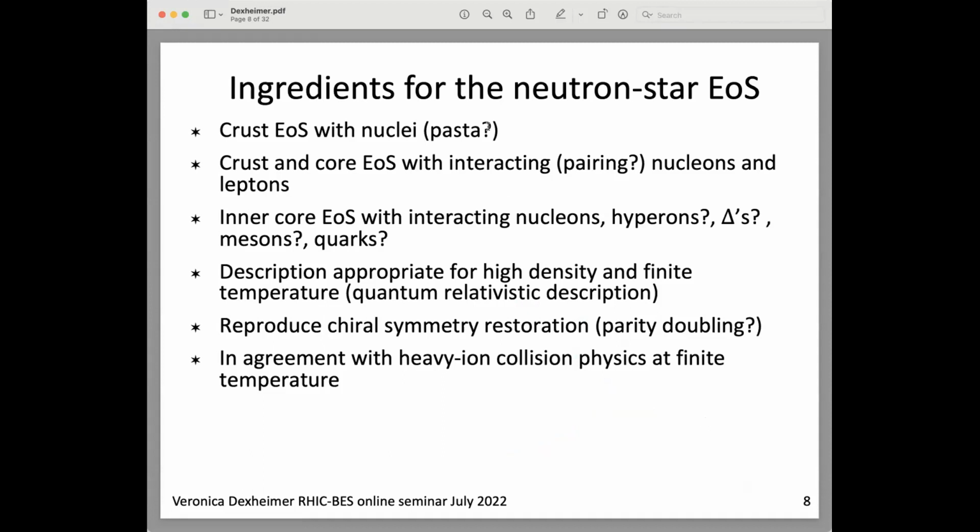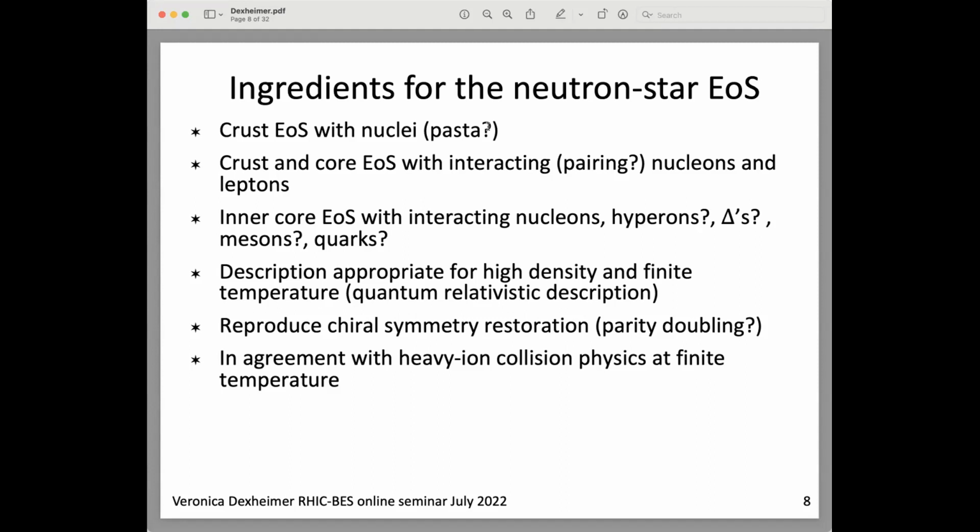Also, if you're talking about dense and maybe hot matter, it's important to have a quantum relativistic description, because otherwise you can easily get supraluminal behavior. I'll give you one example. For example, the APR equation of state, which is widely used: if you try to extend that equation of state to high temperatures, for example, to describe merger simulations, you can get a speed of sound that's 100 times the speed of light. So especially when you go to high temperatures, it's very important to have a quantum relativistic description.